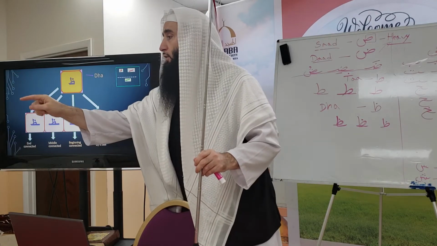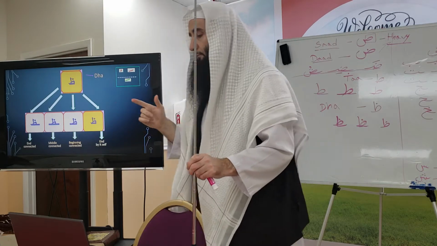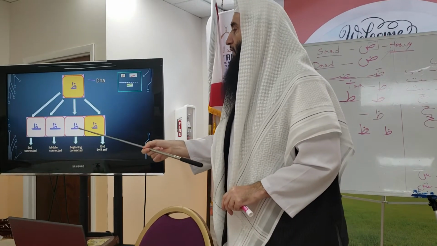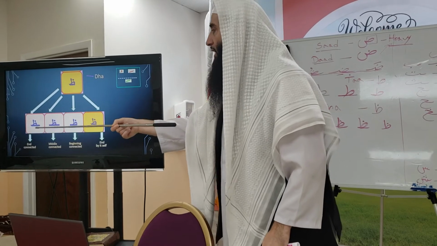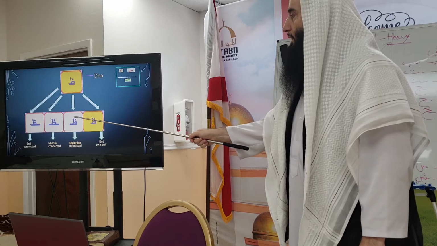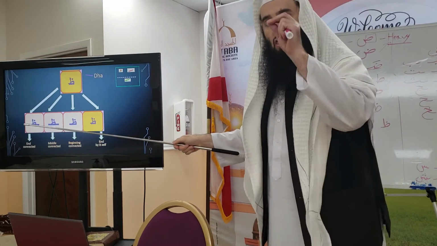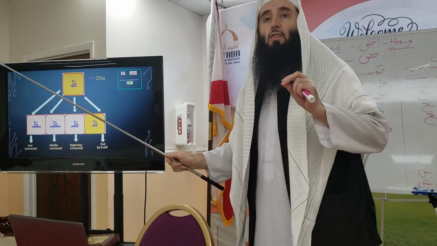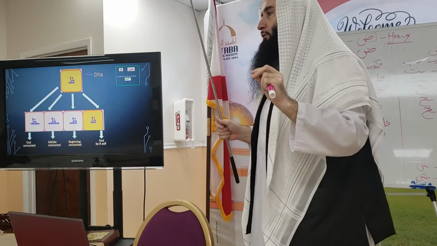Now, you can write in your book next to the letter the sound or the name. Wa at the end by itself. Wa at the beginning connected. Wa in the middle connected. Wa at the end. If I put the fatha on here, it becomes wa. If I put kasra on here, it becomes li. If I put dhamma, which means u, it becomes lu. All the time we read first the letter, then the symbol, the sound.